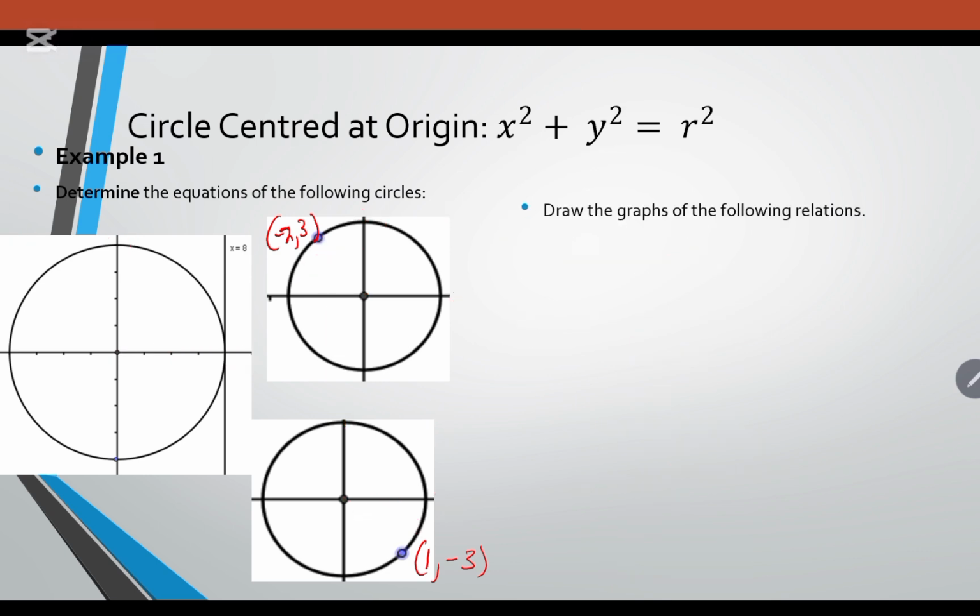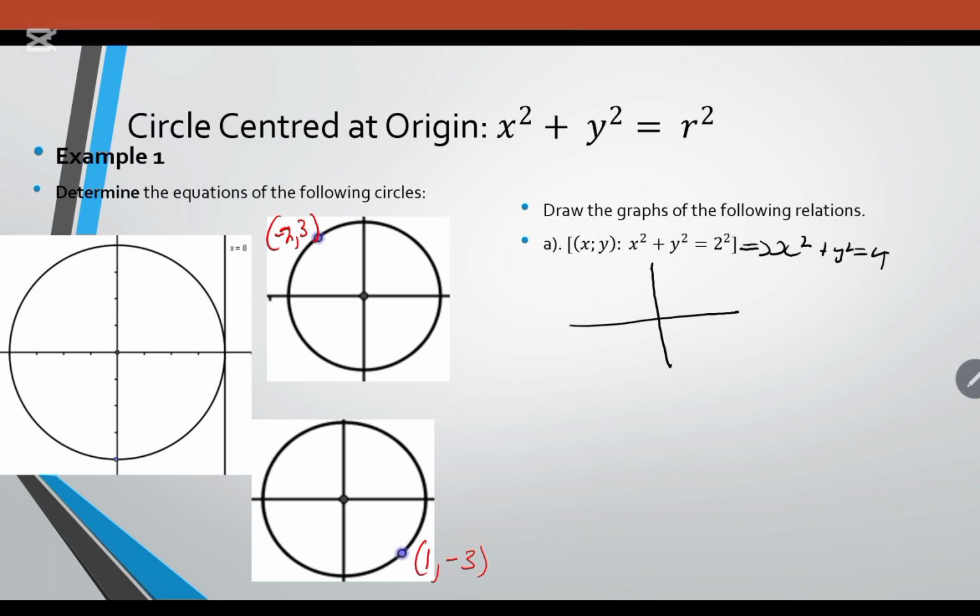Draw the graphs of the following relations. So I'm going to look at the first relation, which is x squared plus y squared is equal to 2 squared. So this is the equation of the circle with the radius of 2. In other words, this equation is x squared plus y squared is equal to 4. So it has the radius of 2 units.